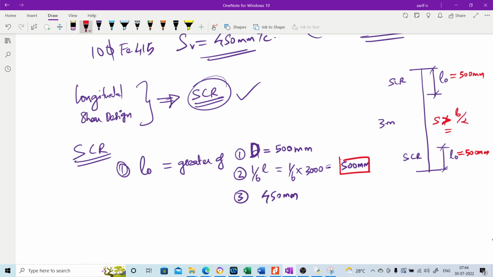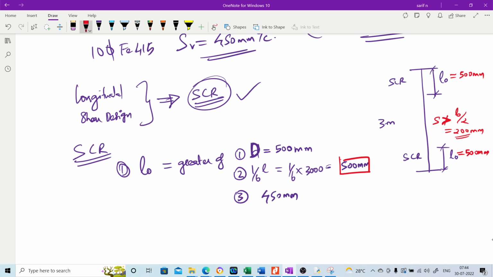Okay, in the remaining region, the spacing should not exceed the smallest lateral dimension divided by 2. That is, smallest dimension is 400 mm, divided by 2 will be 200 mm. Okay, the spacing should not exceed 200 mm in this region, whereas in these two regions L0, it will be governed by special confining reinforcement.